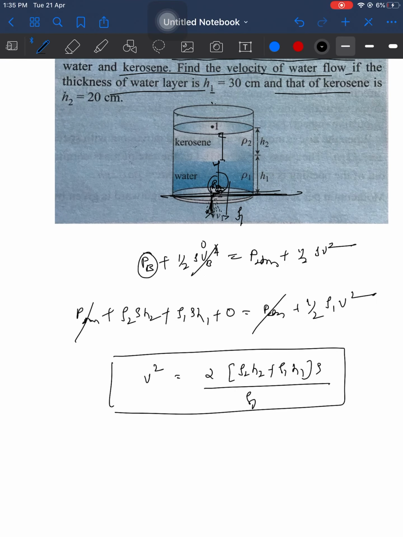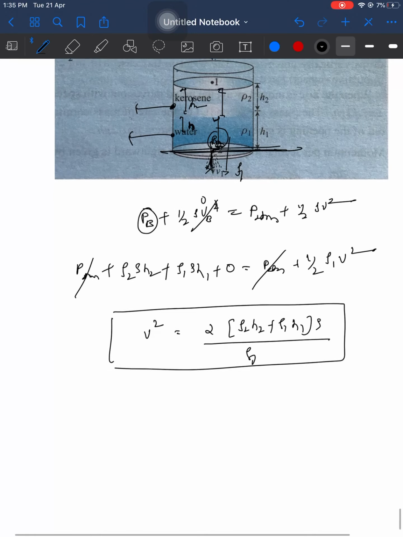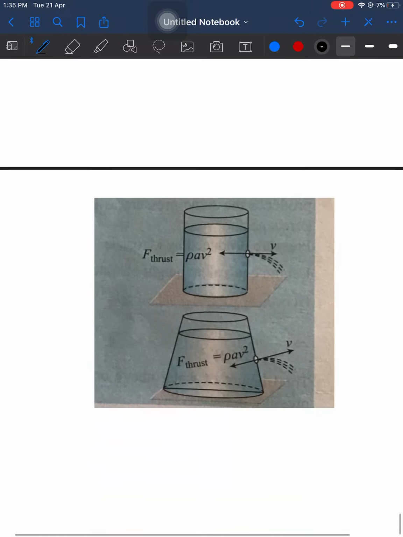If you make a hole here, find the velocity. Say this is h2 and this is h. These are the holes made at the kerosene and water levels. Find the velocity of efflux.